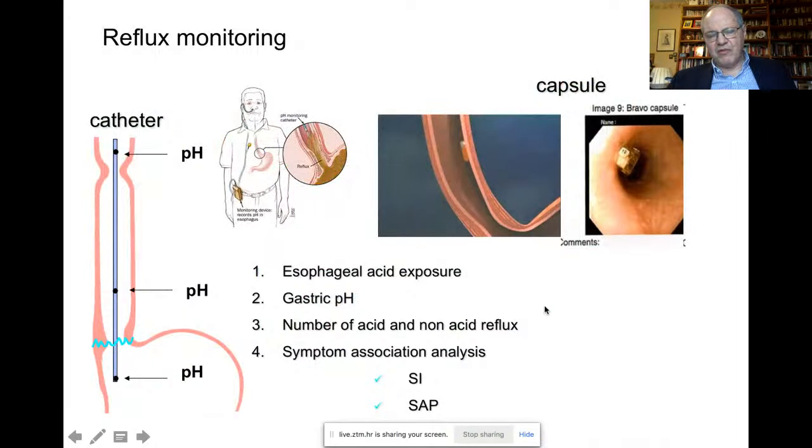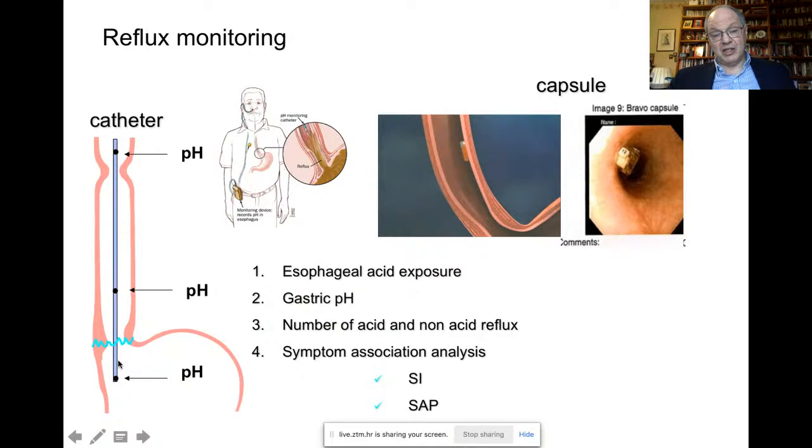Let's move now to reflux monitoring. Reflux monitoring can be done with a catheter, with several pH sensors, or with impedance sensors, or it can be done wireless by using an endoscopic procedure that fixes a pH capsule. This is called the Bravo capsule, but now there are other capsules in the market. Whatever the system you use, what you are interested in is to know how much acid comes into the esophagus.